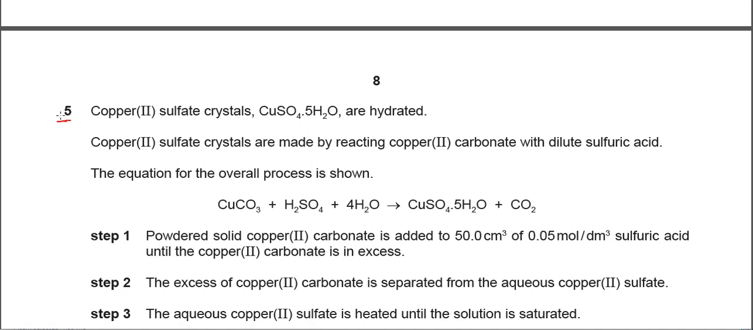This is question 5. In this he says that copper(II) sulfate, which is hydrated, because I can see water of crystallization clearly mentioned here. He says that copper(II) sulfate crystals are made by reacting copper(II) carbonate with dilute sulfuric acid. The equation is given, which is comparatively different because when we react copper carbonate, we don't write water. But as the hydrated crystals are formed, the examiner took the water along with the equation so that it becomes easier to balance.